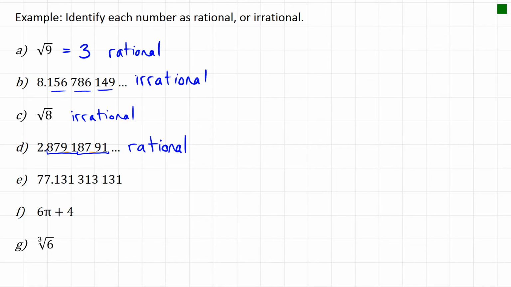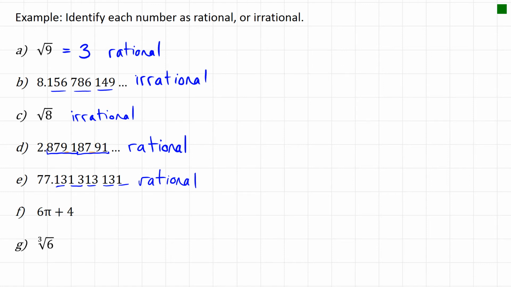Same goes for the next one here. At first it looks like they're not repeating, but we have 1, 3, 1, 3, 1, 3, 1, 3, 1. And actually, it terminates. There's not even a dot, dot, dot. So because it terminates, it's rational right there. We don't even have to worry about the pattern.